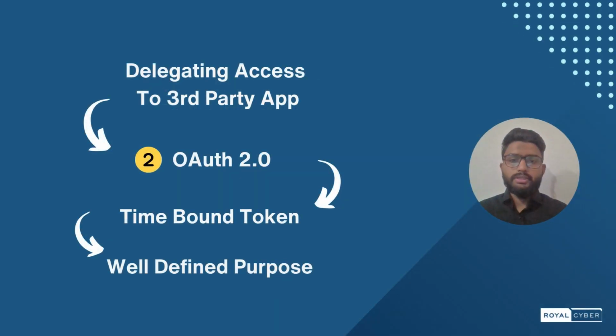The second approach would be to make use of OAuth 2.0. What would this protocol do? It would give you a time-bound token. Time-bound token means that it would expire after a certain duration of time. That particular token can be used for a well-defined purpose. It gives you a token with an expiry date and a defined purpose. The defined purpose could be to access just Google Photos or just Google Calendar. So this is a much more appropriate and proper solution to the access delegation problem.